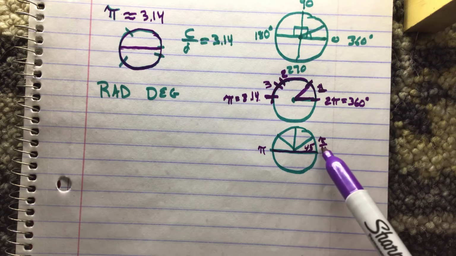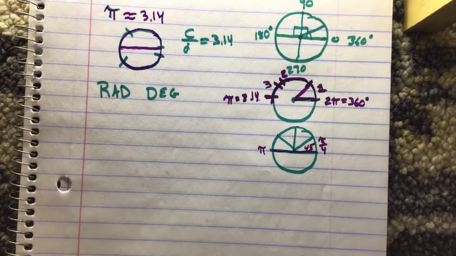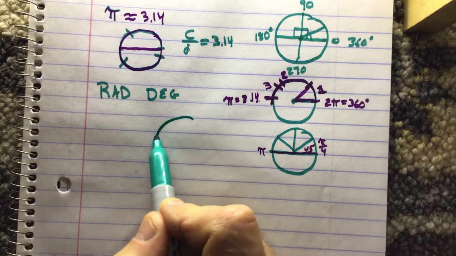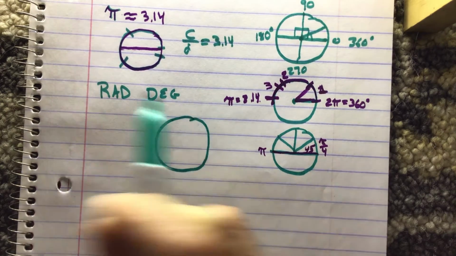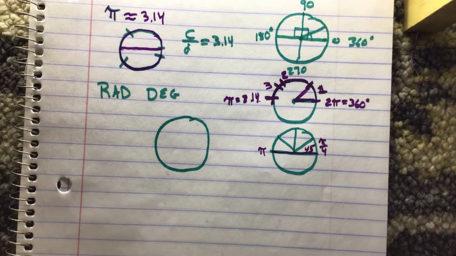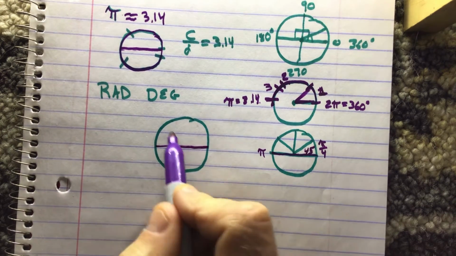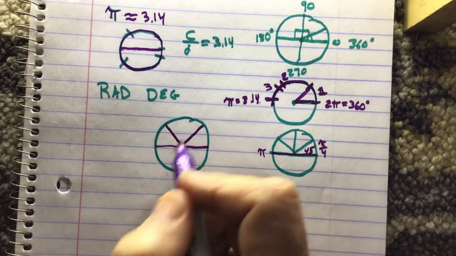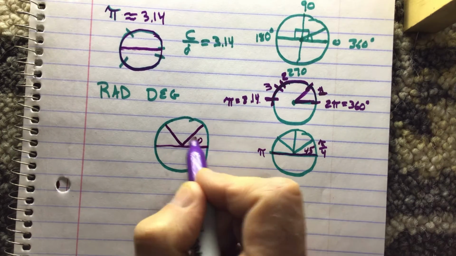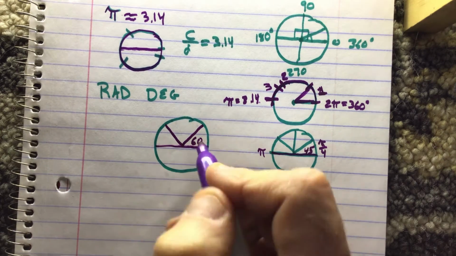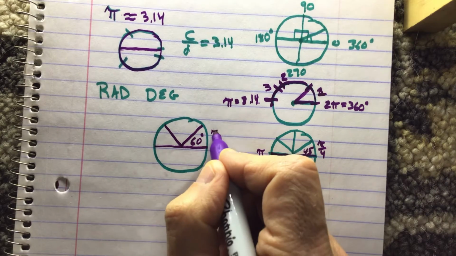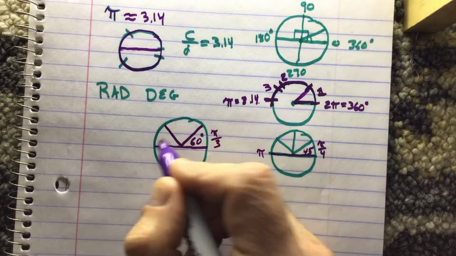2 different measuring systems. You could also take a circle and split the 180 into 3 equal pieces, which would be 60, 60, and 60, which is 180. So 60 degrees, or pi divided by 3. Each piece is called pi over 3.